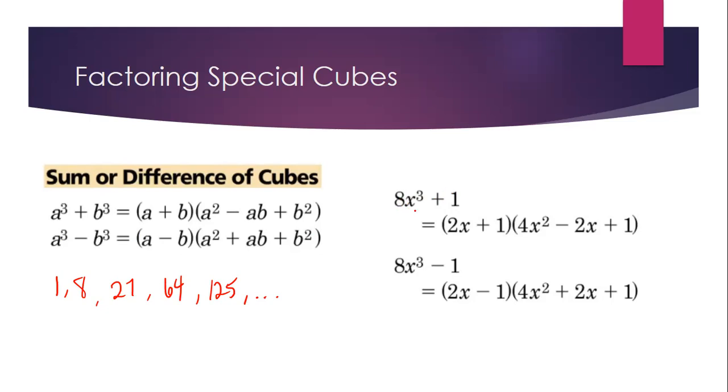8x cubed plus 1. To find my a, I'm taking the cube root of 8x cubed. So a in this case would equal 2x. To find my b, I'm taking the cube root of 1. So my b equals 1.